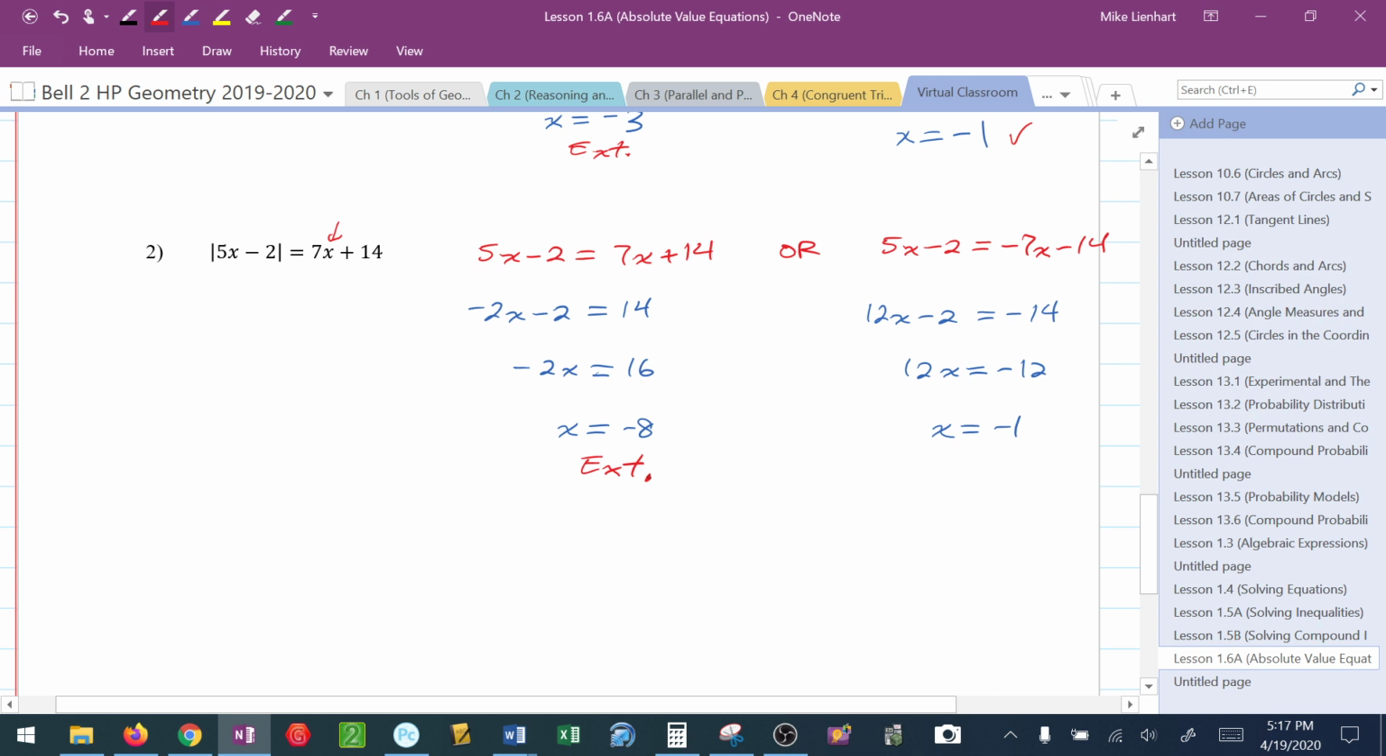Doesn't work. An absolute value has to give me a positive answer because it represents the distance that a number is from 0. If I substitute negative 1 in, I get negative 7 plus 14. That's positive 7. That works. There's my answer. X is equal to negative 1.